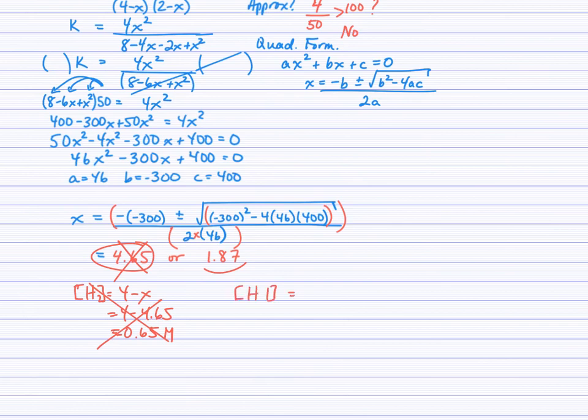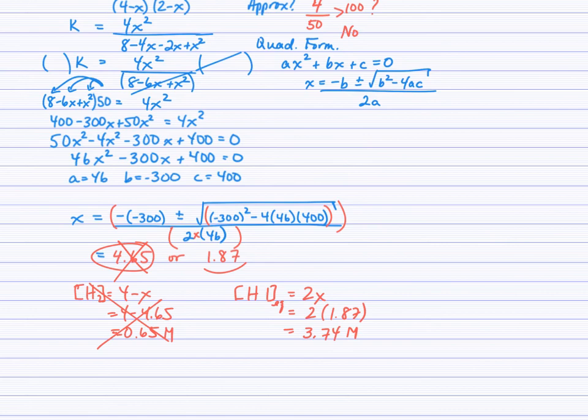So the concentration for HI comes in at 2x from our ice table at equilibrium. And so we just need to double 1.87 to get the concentration of 3.74 moles per liter. Okay, thanks for your patience. I'm sorry it was such a long one, but you'll have something to go back over now.